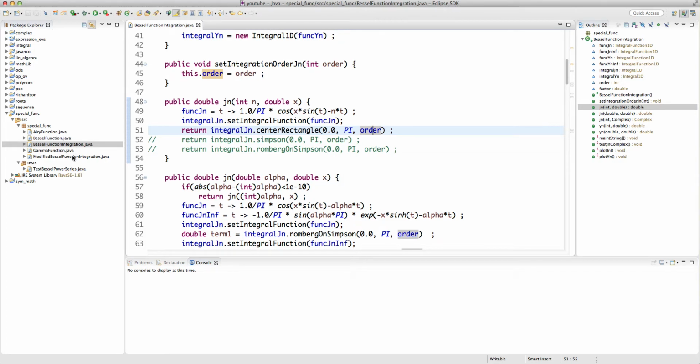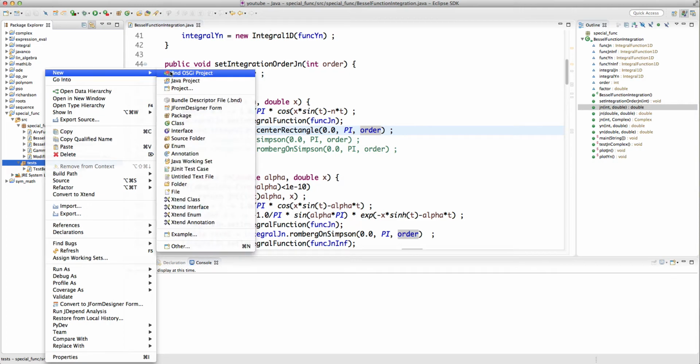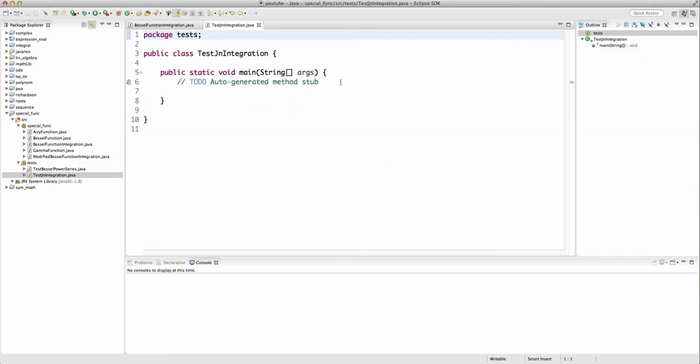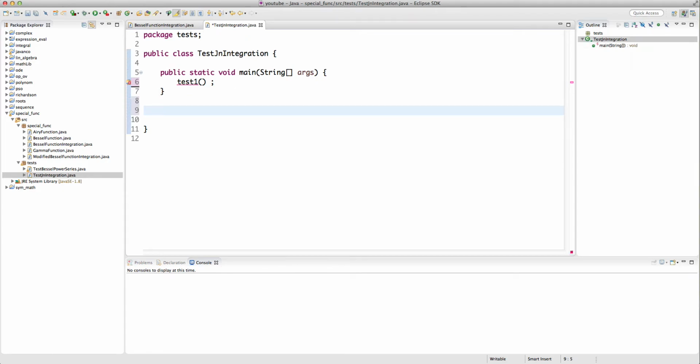All right, so let's create a test class. In the test package, I'm going to create a test class, TestJnIntegration. I want to have a main method, and in the main method I'm going to just have test1. In test1, as I mentioned, I'm just going to plot them. So public static void test1.